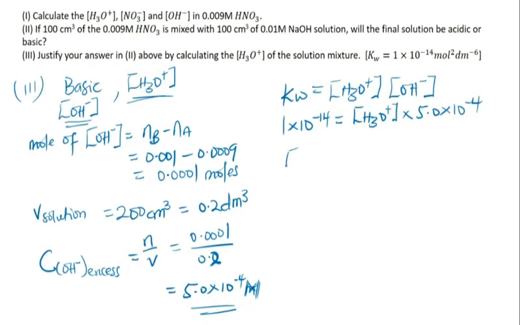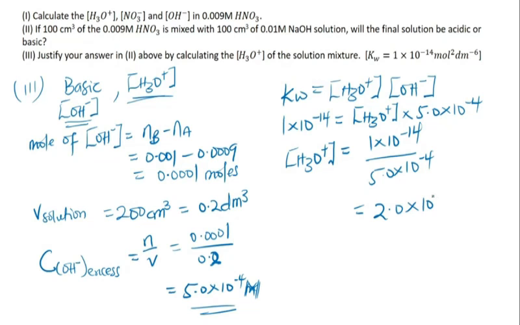So making H3O plus the subject, we have 1 times 10 raised to the power minus 14 divided by 5.0 times 10 raised to the power minus 4. So our concentration, if we input this into the calculator, we are going to get 2.0 times 10 raised to the power minus 11 molar. So this is the concentration of our hydronium ion in solution.